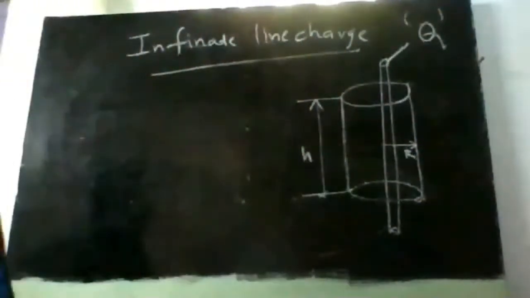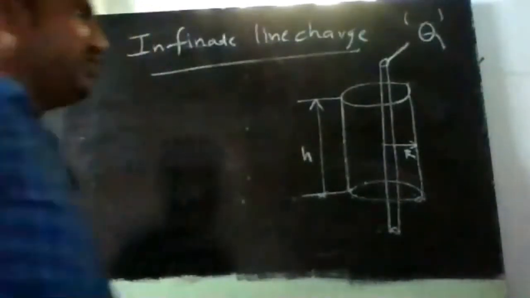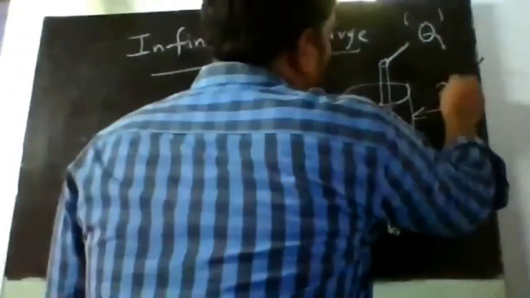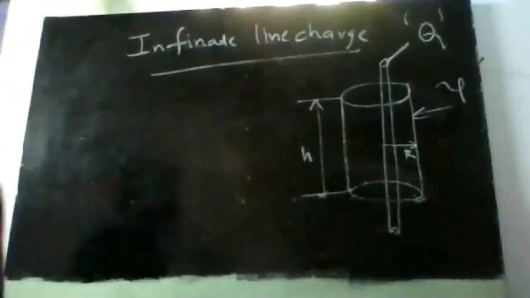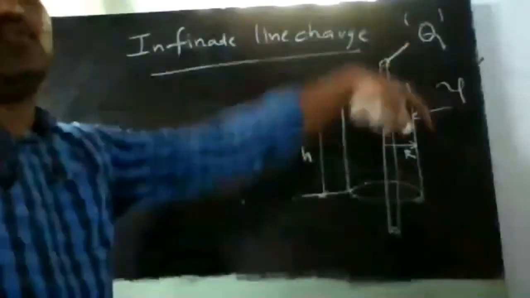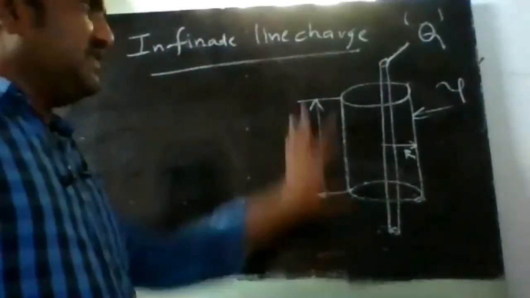So I have been given an infinite line charge. Let this line charge be having a charge of Q. Let us assume that psi is the flux that is coming out of this Gaussian surface. In the problems they will give you what is the value of Q or psi. Clear with this? So this is the setup.